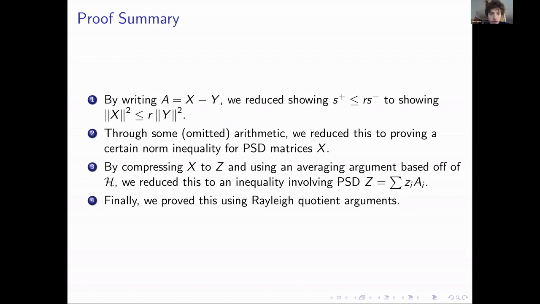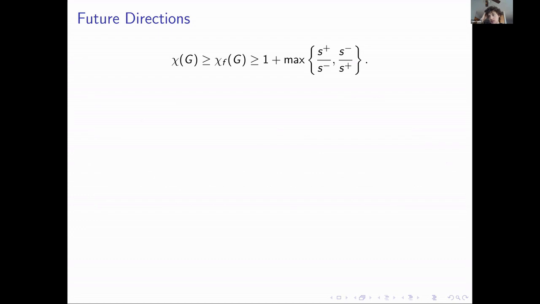Okay, so let me talk a bit about some future things one might be able to do here. So again, this is just a restatement of our main result, the lower bound of the fractional chromatic number, which is always at least as good as the chromatic number. So there's a couple different ways you could try and take this further. One, you could ask, okay, we improved this chromatic number bound to fractional chromatic number. Can you prove this even further?